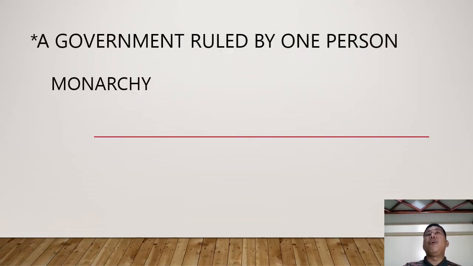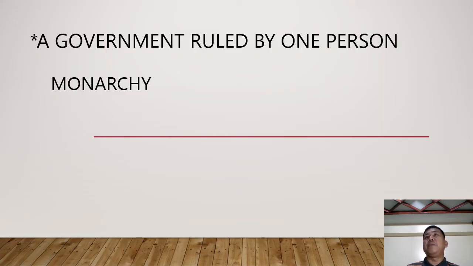Or it could be a government ruled by one person. Example and most famous is monarchy. However, class, monarchy has changed in time. Before, there was this saying, "ang utos ng hari ay hindi kailanman nababali." That is part of the monarchical government ruled by one person.